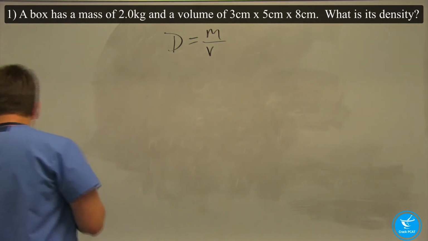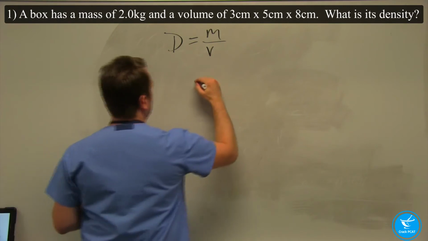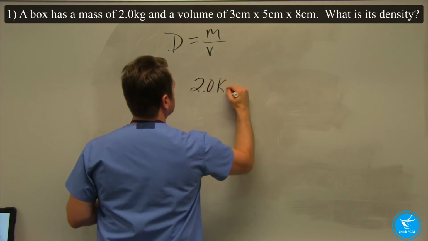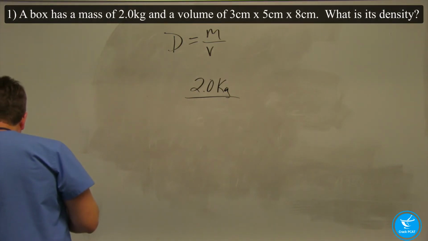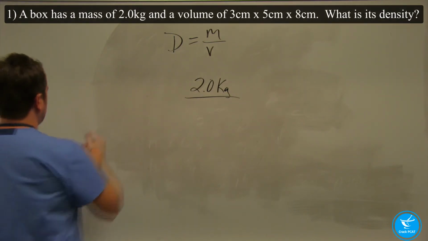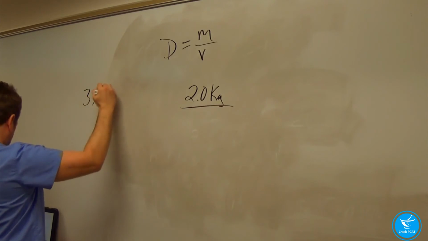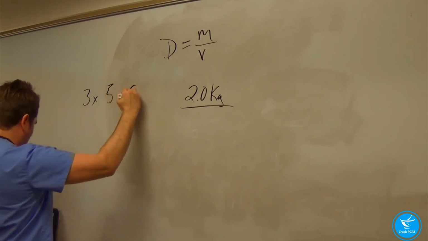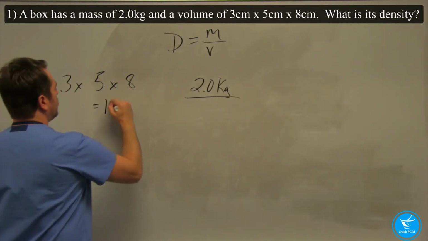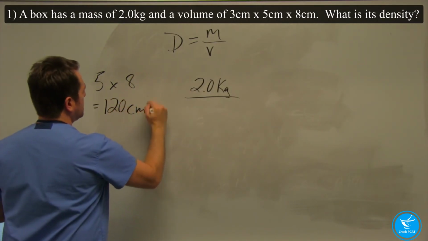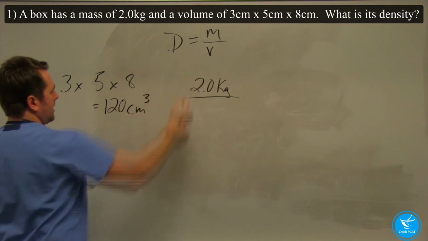So the mass we were already given was 2.0 kilograms. And then the volume, so we're going to have to calculate the volume, and it'll be in cubic centimeters because we have 3 times 5 times 8, and all that is in centimeters. Equals 120 cubic centimeters. So then we're just going to plug that in for the volume.